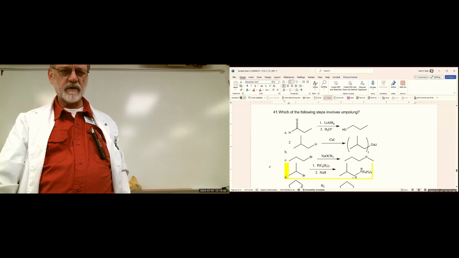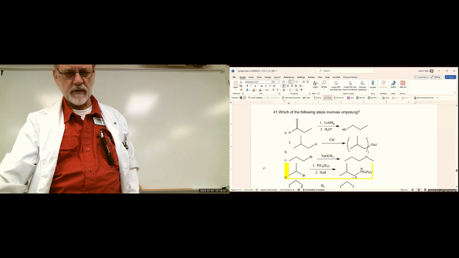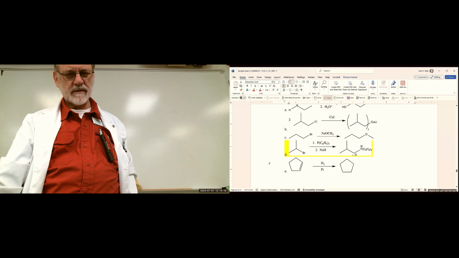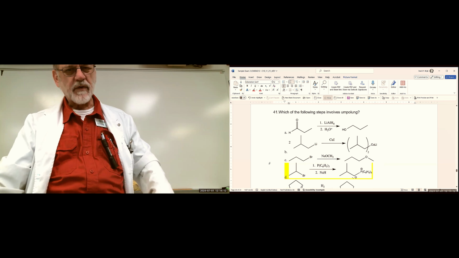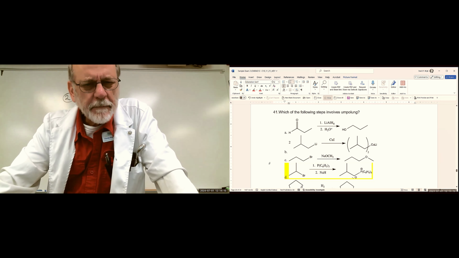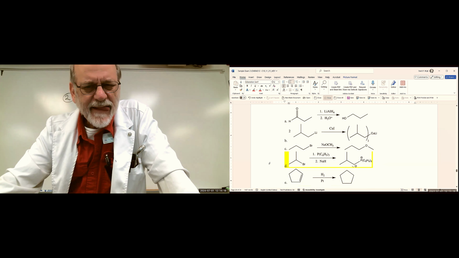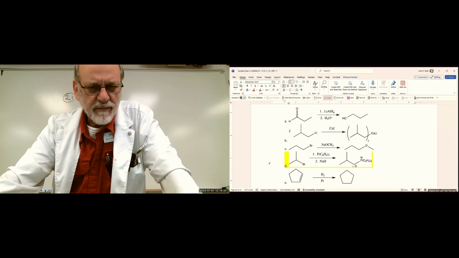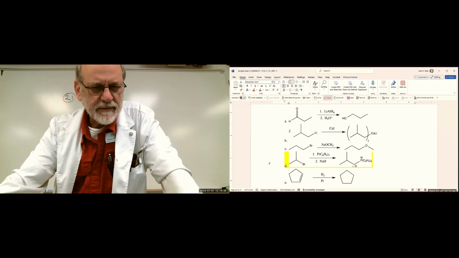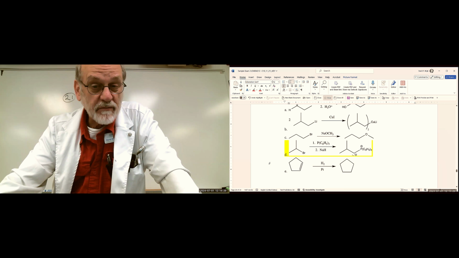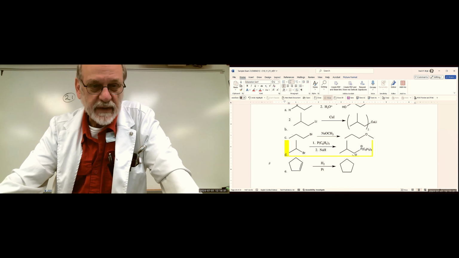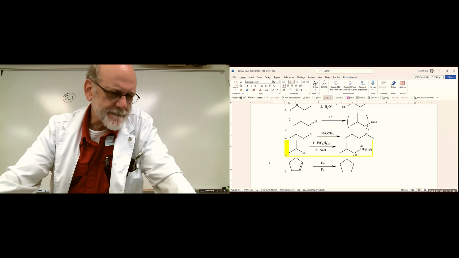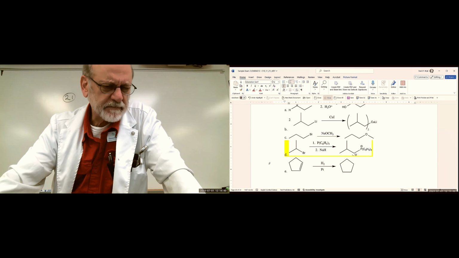Which one is number 41? Which one involves umpolung, which is a reversal? Well, it won't be number 2 because it's already got a metal on it when we put a copper in there. So that's not it. No, C would not be it. And wouldn't it be selective? Or does that matter? That doesn't matter to answer the question.